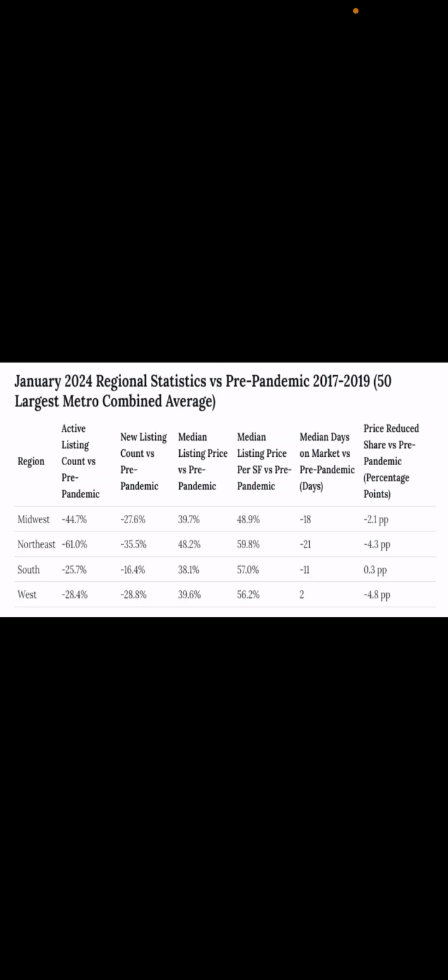Regional data versus pre-pandemic. So this graph shows data pre-COVID and post-COVID. Homes that are listed are down dramatically. Home prices are up 40%, and days on market is down everywhere but in the West.